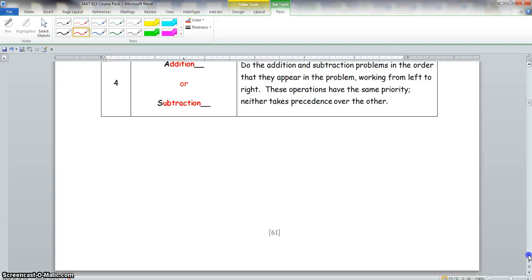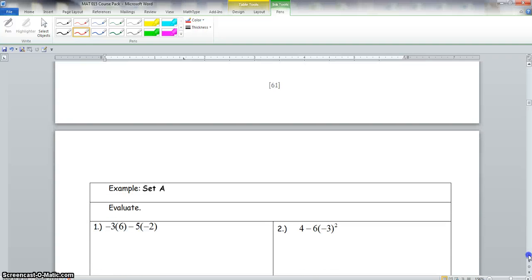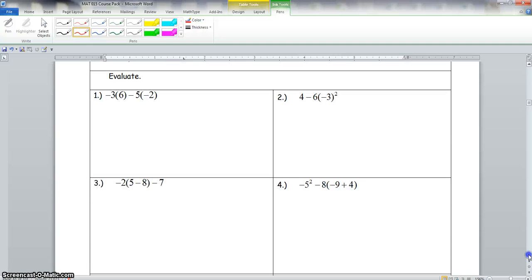Now we scroll on to the second page. Now we have to evaluate this. Remember how I told you all how to do problems. We should read the signs first. First we look at these parentheses. We cannot do anything inside of these parentheses. But we have multiplication, subtraction, and multiplication. So we know we would do multiplication first.